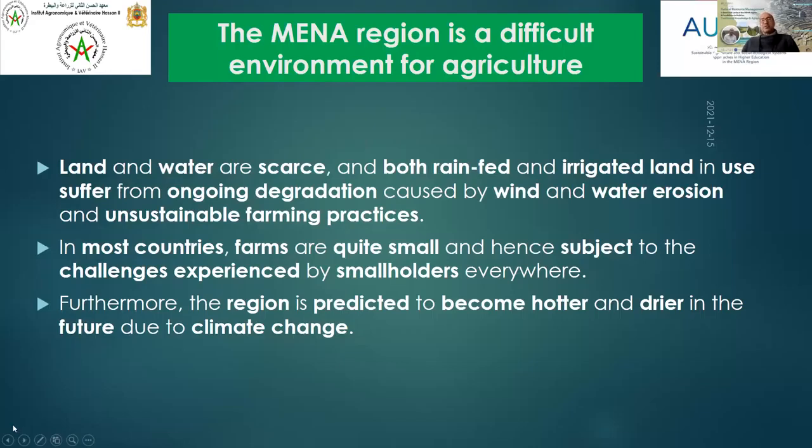Land and water are scarce in the MENA region, and both rain-fed and irrigated land in use suffer from ongoing degradation caused by wind and water erosion and unsustainable farming practices. In most of these countries, farms are quite small and hence subject to the challenges experienced by smallholders everywhere. Furthermore, the region is predicted to become even hotter and drier in the future due to climate change.